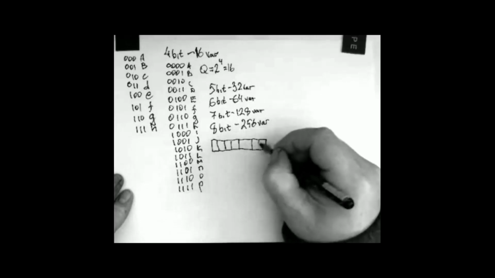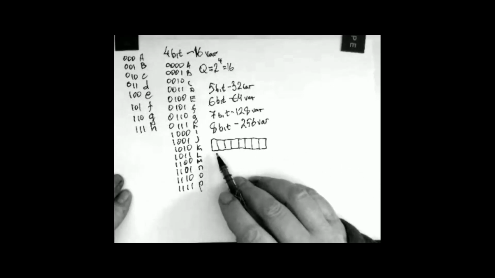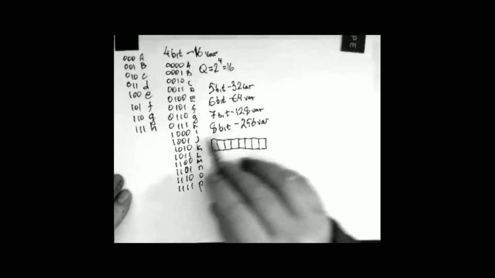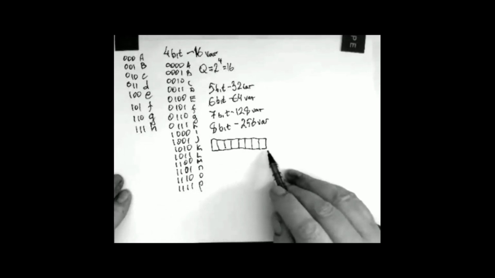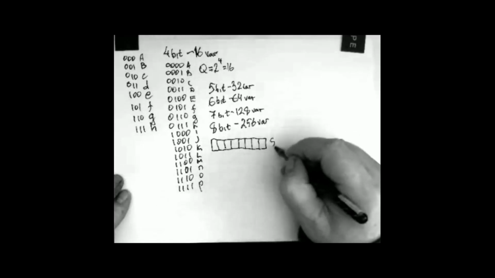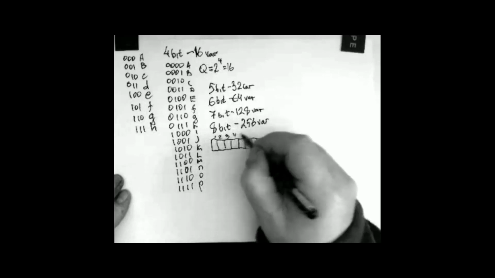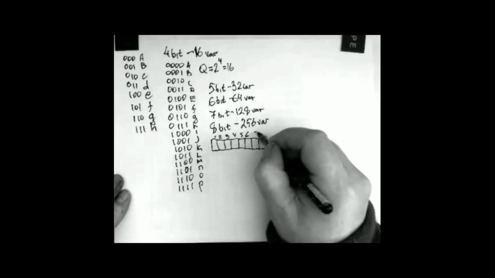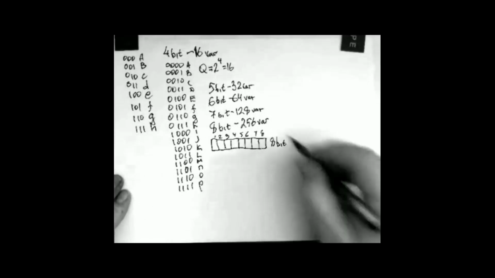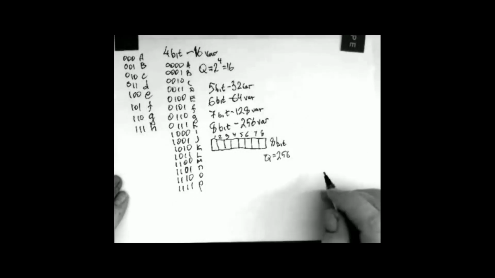8 placeholders, like this little table. Each placeholder could be 0 or 1. The number of non-repeating variations for these placeholders will be 256. The number of bits is 8 bit. 1, 2, 3, 4, 5, 6, 7, 8. Number of variations Q is 256.